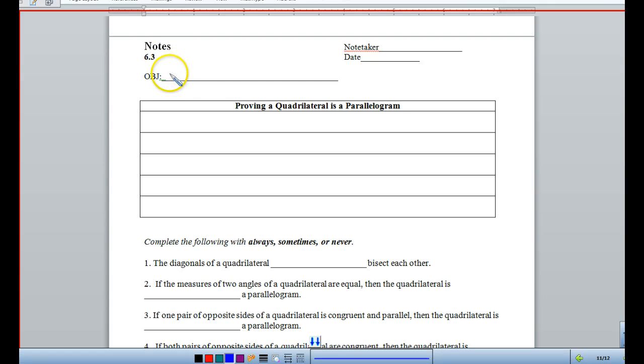Hi, welcome to section 6.3. Today we're going to be proving parallelograms. In other words, how do I know a quadrilateral is a parallelogram?